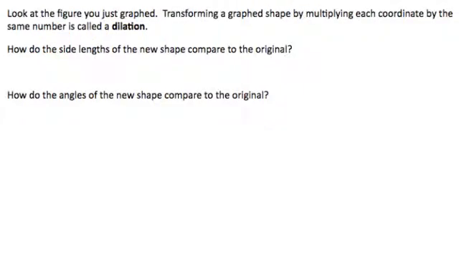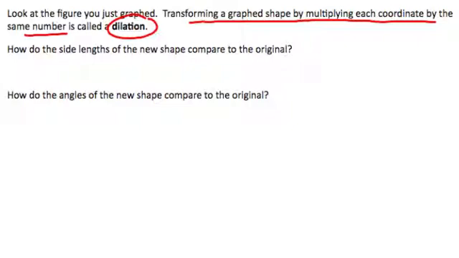This is called a dilation. When you look at the two figures that you graphed, when you transform a graphed shape by multiplying each coordinate by the same number, that is called a dilation. We've looked at this before when we talked about scaling, like with Scale Ella, making things smaller, shrinking them down, or making them larger, making them bigger.